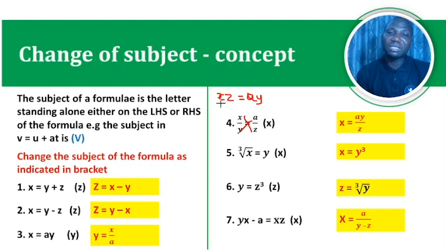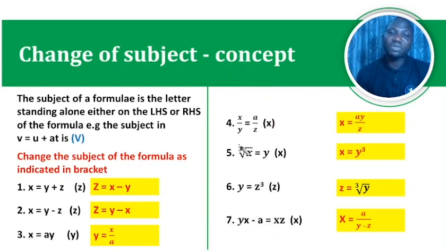Now don't forget, our target is letter x, and you can see the letter x is multiplying another letter z. What is the inverse operation of multiplication again? Very good, division. So we divide both sides by z. Z will cancel z. So we have x is equal to ay all over z.